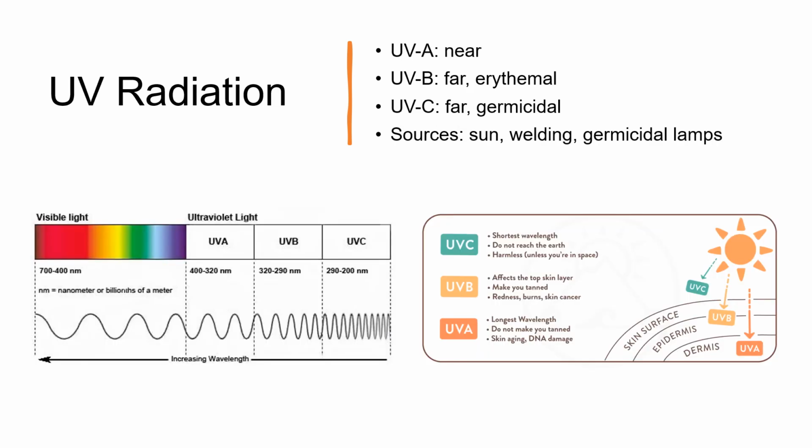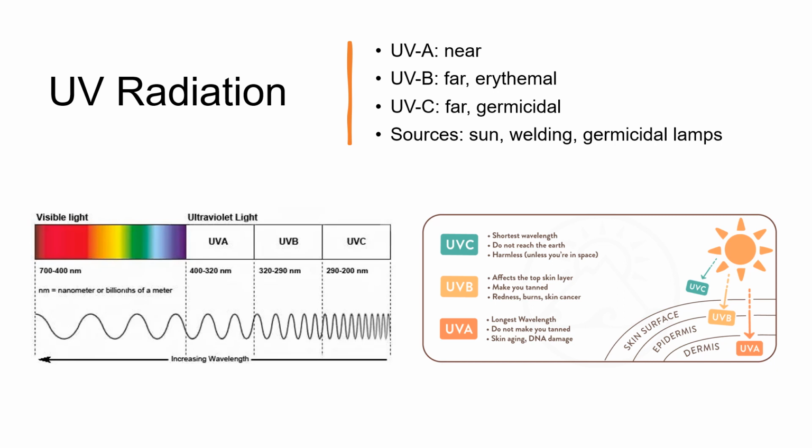First, we're going to talk about UV radiation. So UV radiation is found in the range of 200 to 400 nanometers of wavelength. UV can also be categorized in three different ways: UVA, UVB, and UVC. UVA has the longest wavelength and penetrates the skin the deepest, which causes the most amount of DNA damage of the three different kinds of UV.